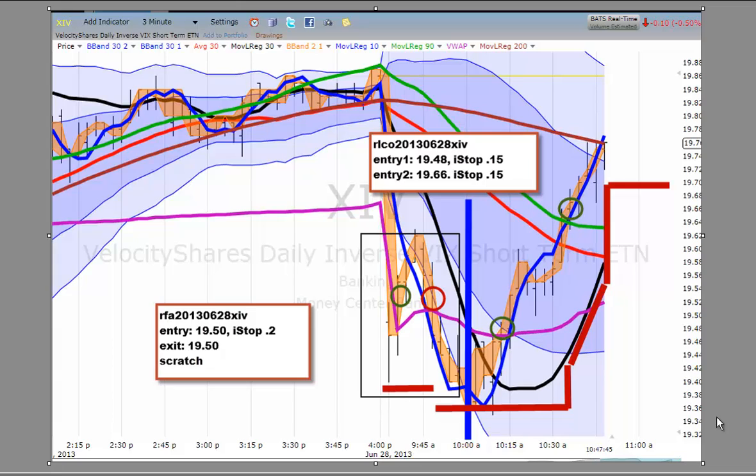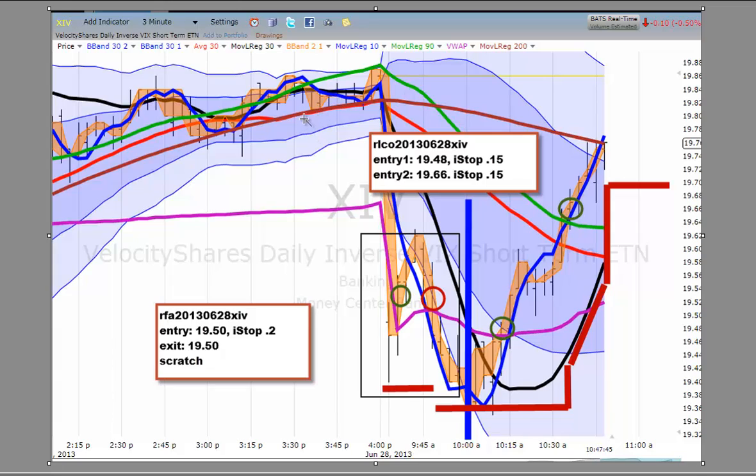Good morning. This is Ken Long from Tortoise Capital with a review of a number of regression line crossover trades from June 28th, 2013. We'll start with XIV. That's the inverse VIX ETF. And we're on 3-minute charts. And we've marked up the chart in the usual way.